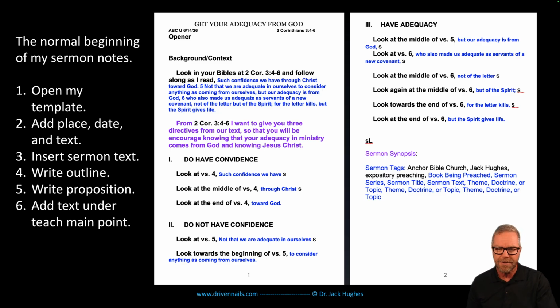I have, look at verse 4, such confidence we have. There it is. So look at the middle of verse 4. Look at the end of verse 4. Now, why do I do that? Why do I keep saying look at verse 4, the middle of verse 4, the end of verse 4?